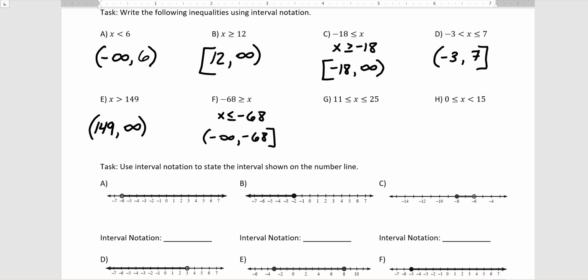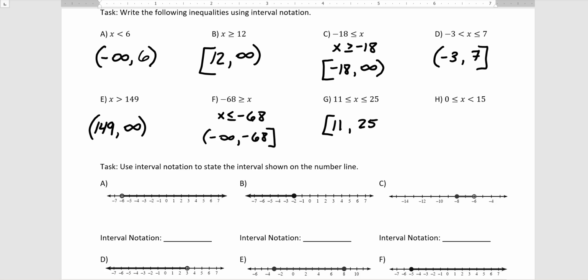Very nice. Now, G is an interval that's contained on both sides, right? So the lowest it can be is 11. The highest it can be is 25. Is that allowed to equal 11? Yes, since 11 is less than or equal to x. So that'll be a hard bracket.